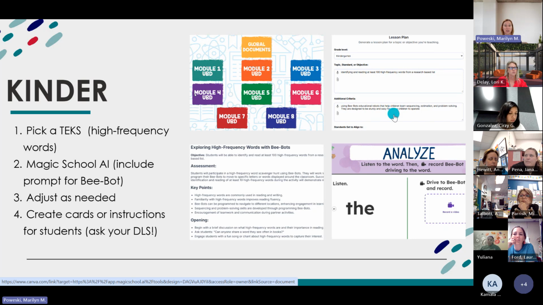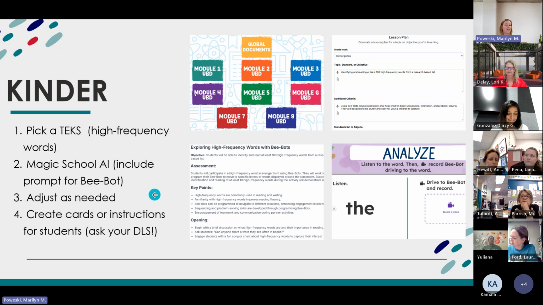I added in some additional criteria. So I said I wanted to use BBOTs. Full disclosure, Magic School AI doesn't know exactly what BBOTs are. It knows it's a robot because I told it was a robot, but it doesn't necessarily know to what degree I'm able to use that. So it's going to give me some ideas using a robot, but I may have to tailor what that looks like to be exactly what I need. Again, adjust as needed.